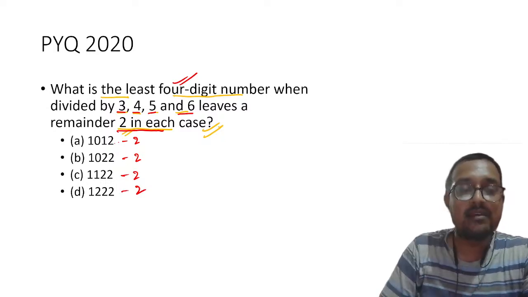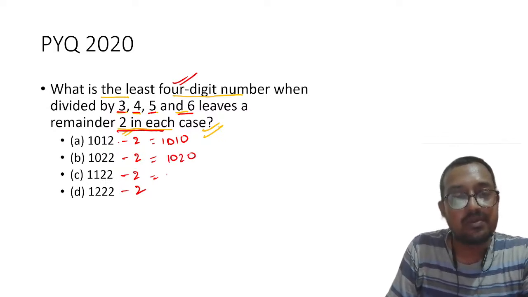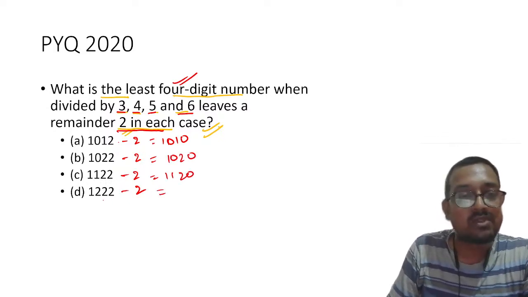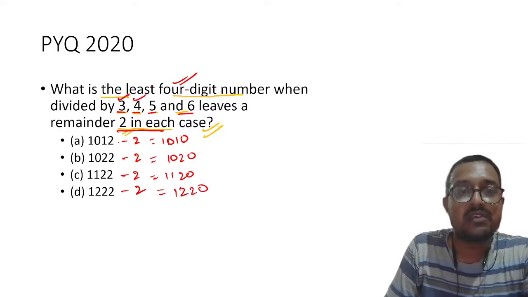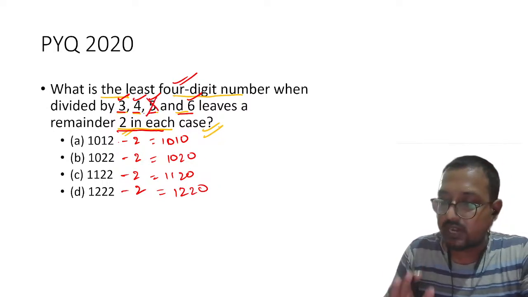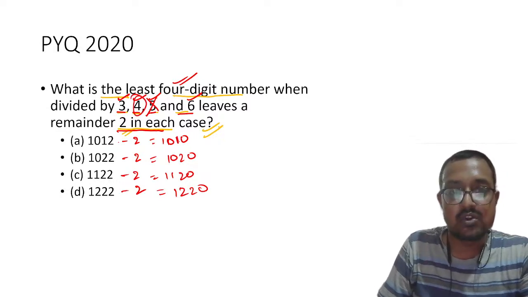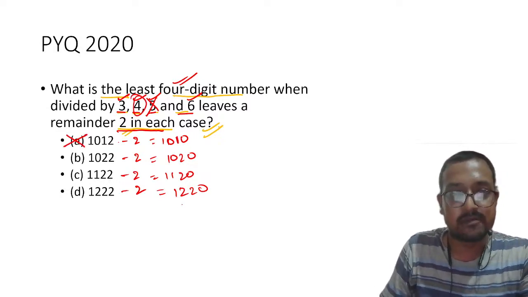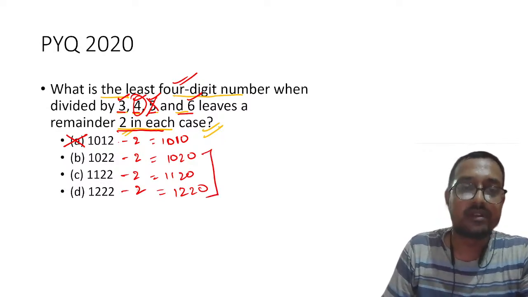Right? Subtract 2. So this will become 1010, this will become 1020, this will become 1120, this will become 1220. Now it should be divisible by 3, 4, 5, 6. Understood? So obviously everyone is divisible by 2. Now for divisibility by 4, you know that 10 is not divisible by 4, so A cannot be the answer. All these 3 numbers are divisible by 4, right?